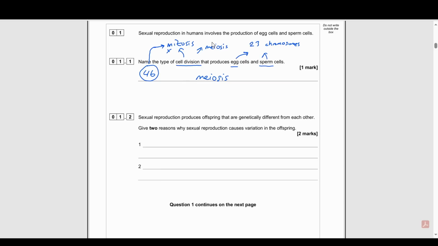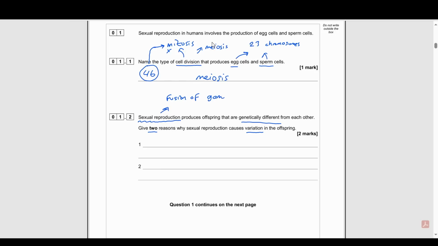Question 1.2. Sexual reproduction produces offspring that are genetically different from each other. Give 2 reasons why sexual reproduction causes variation in the offspring. Well, the first key term here is sexual reproduction. You need to remember what that is. It is the fusion of gametes.